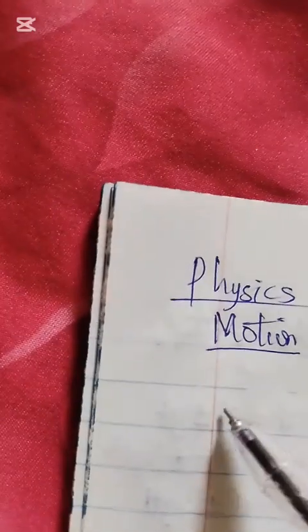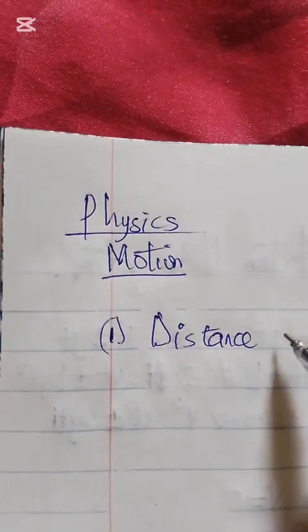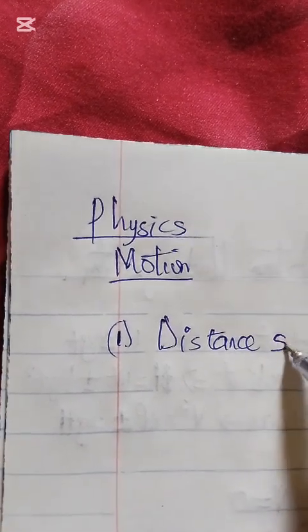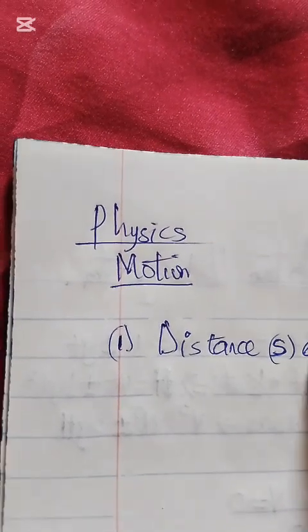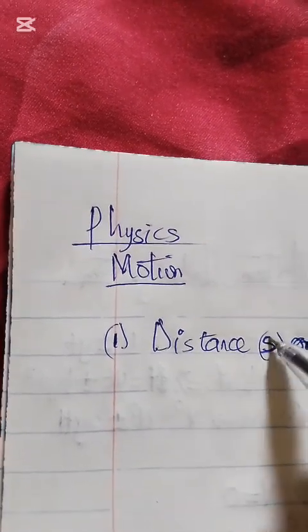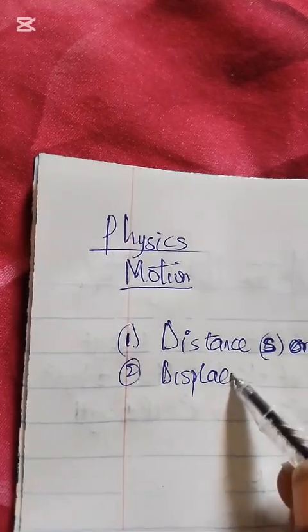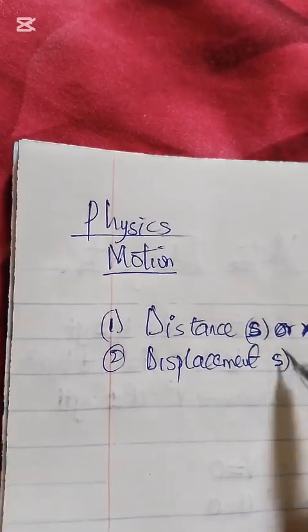One of the terms used in describing rectilinear motion is distance. What is distance? Distance is simply the space between 2 points. We can represent distance with capital letter S or this. So in physics, we use this to represent distance, S or this. Then the next term is displacement. Displacement is also represented with S.